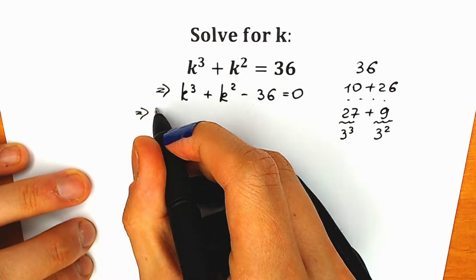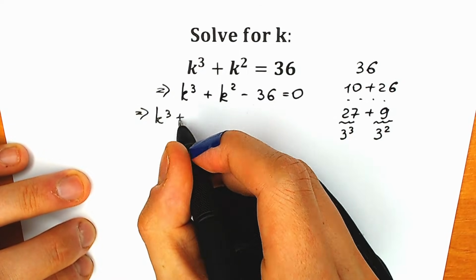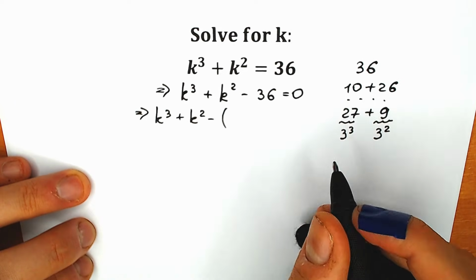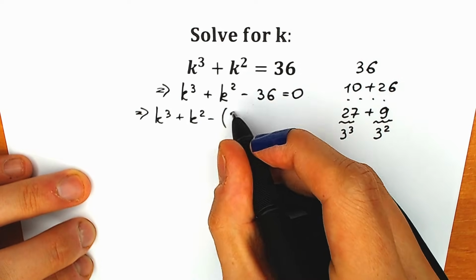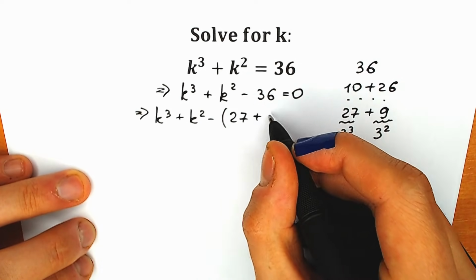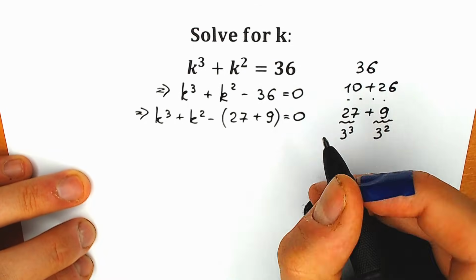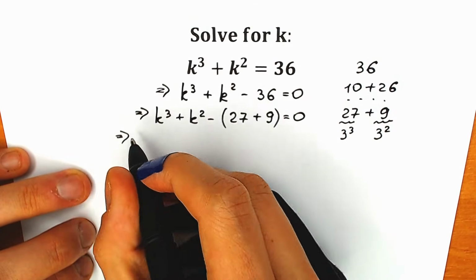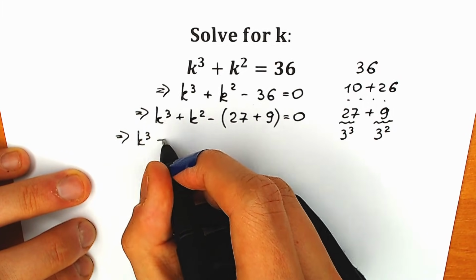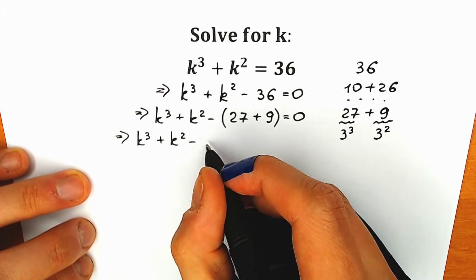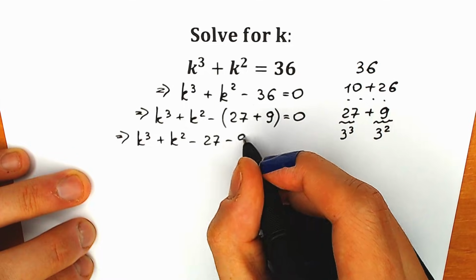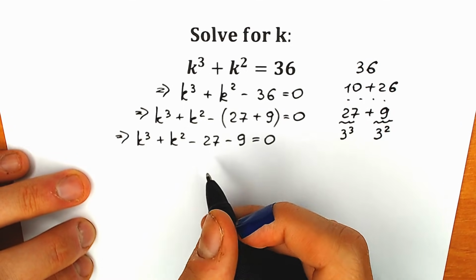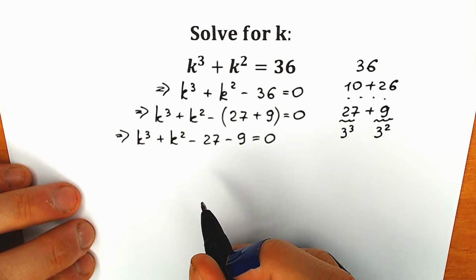Let's do it. So we have k cube plus k square minus, in parentheses, 27 plus 9, equal to 0. Really great. Right now, let's open the parentheses. So we have k cube plus k square minus 27 minus 9 equal to 0. Of course, we can do this instantly, but I want to do this step by step, because maybe a lot of students watch this video.